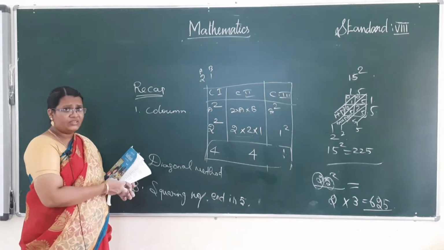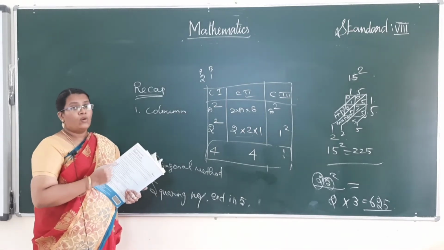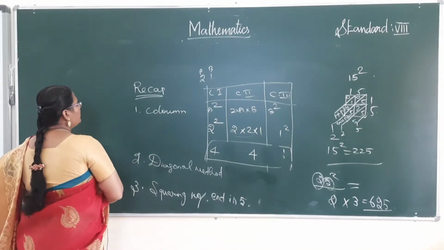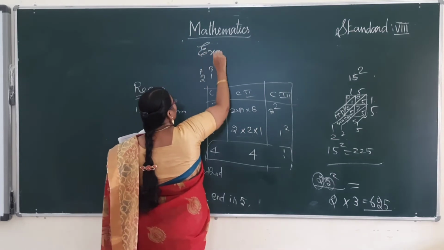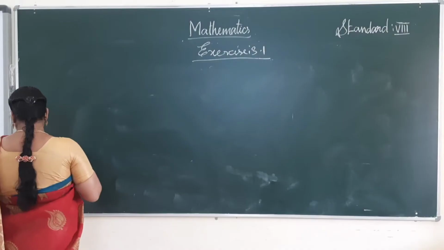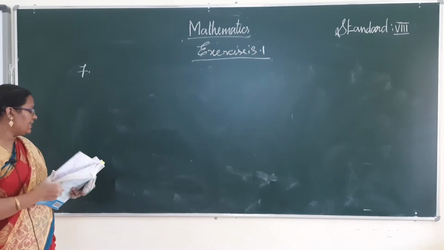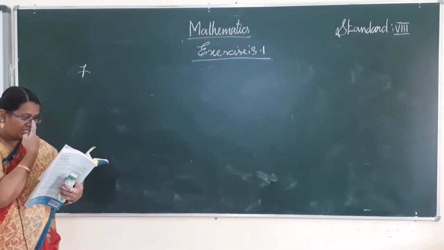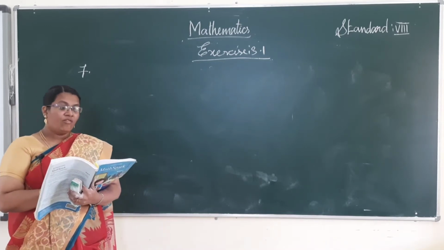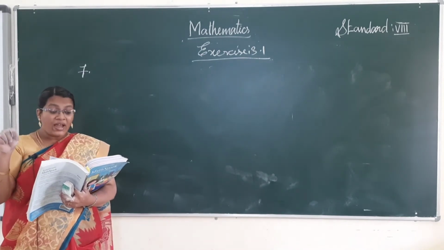Today we are going to learn the remaining problems of exercise 3.1. Already we had completed problems 1 to 6. Today we are going to start from the 7th problem. Seventh one: find the digit at the ones place in the squares of the following numbers. One number is given; find the digit at the ones place in the square.